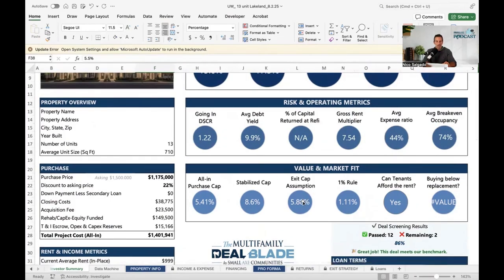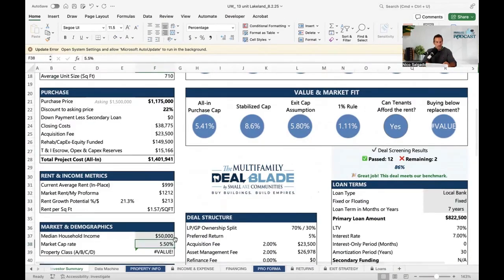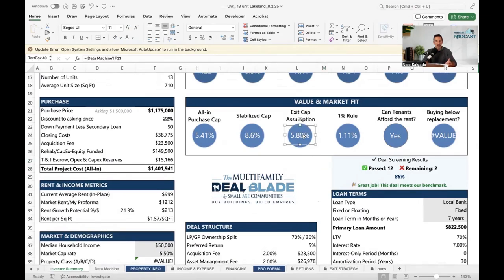For example, your exit cap assumption should be more than the market cap rate, because today we cannot say that the market is going to get better or stronger 5 years from now, 3 years from now, whenever we sell. This exit cap assumption is crucial to be higher, typically 10 basis points or 0.1 higher than today's market cap rate. As a quick example, if you're going into a market cap rate of 6%, you are going to expect to exit at 6.5% 5 years from now, just as a rule of thumb. Obviously, there are many nuances to that, but typically you want that exit cap higher. And if it is higher, it passes.